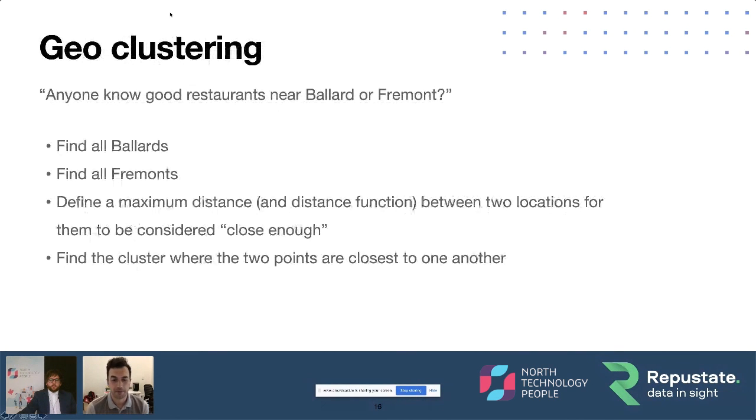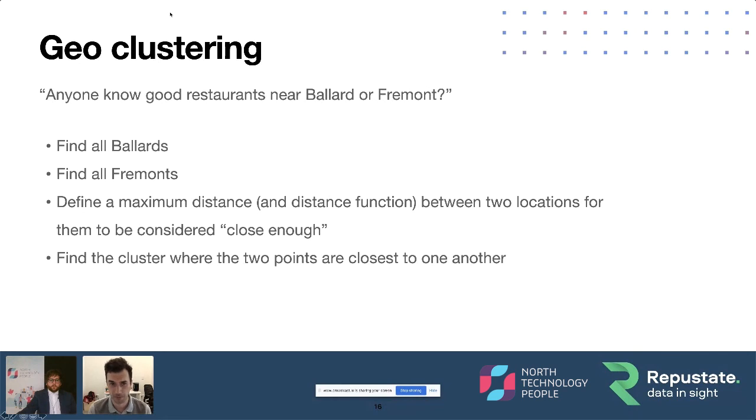Geoclustering is another example, and this comes back to that interesting challenge I mentioned in the beginning. So if we had a query, anyone know good restaurants near Ballard or Fremont? How would we solve that? How would we even begin?